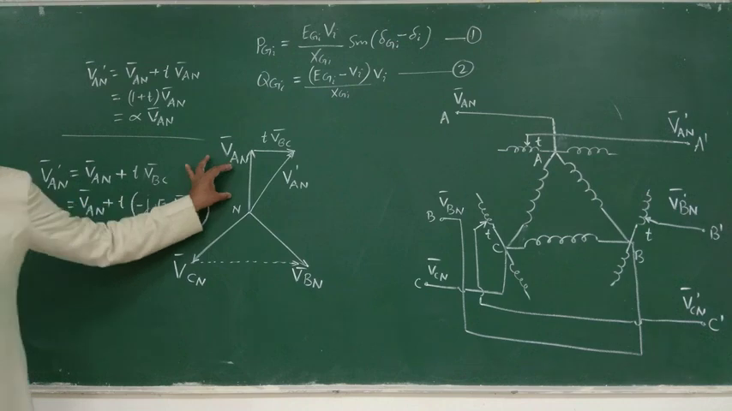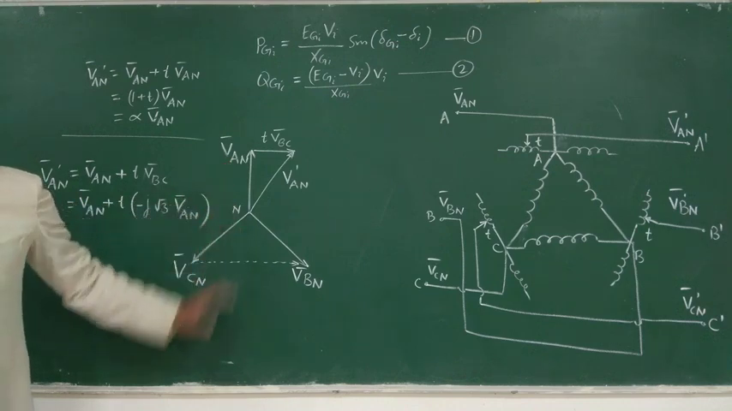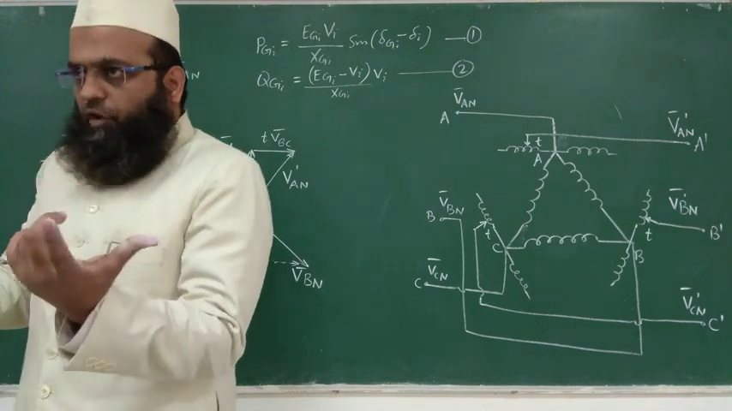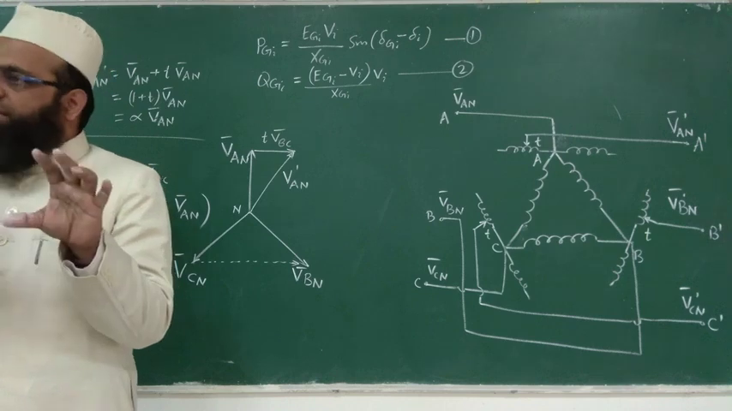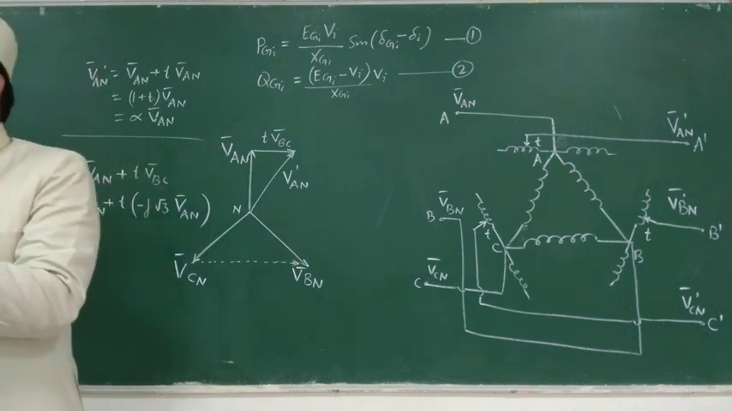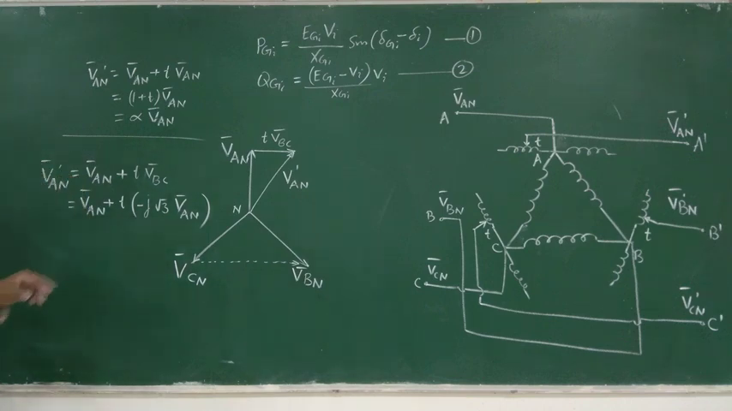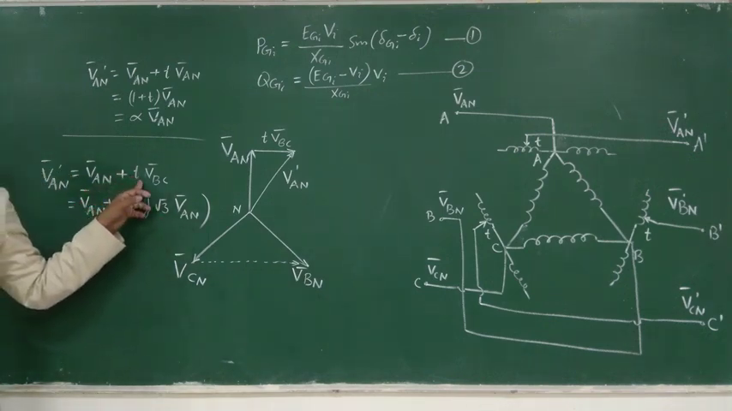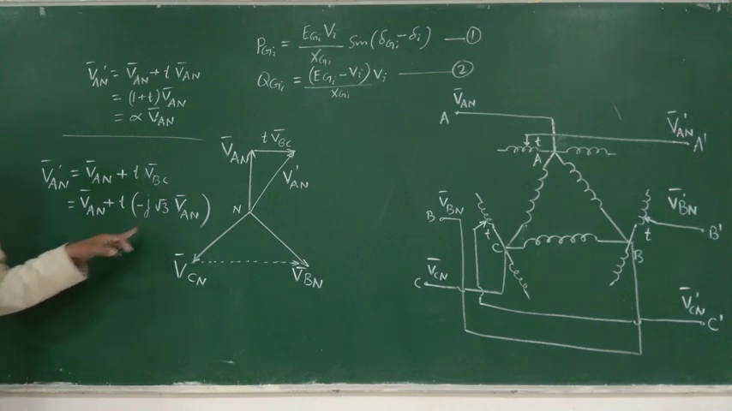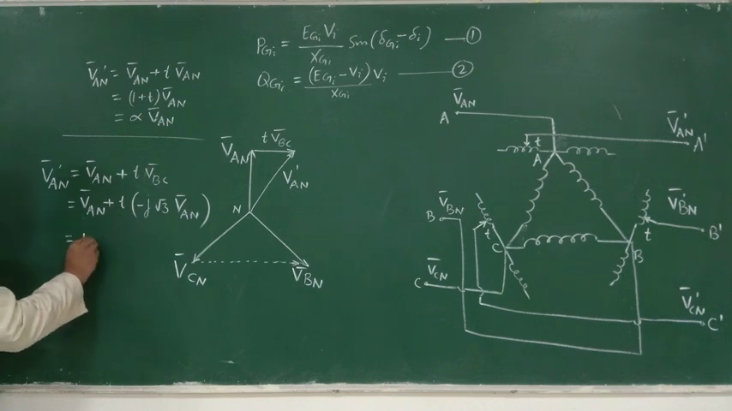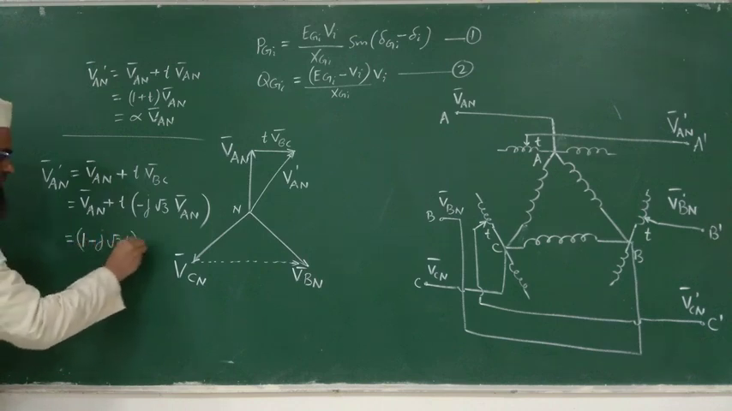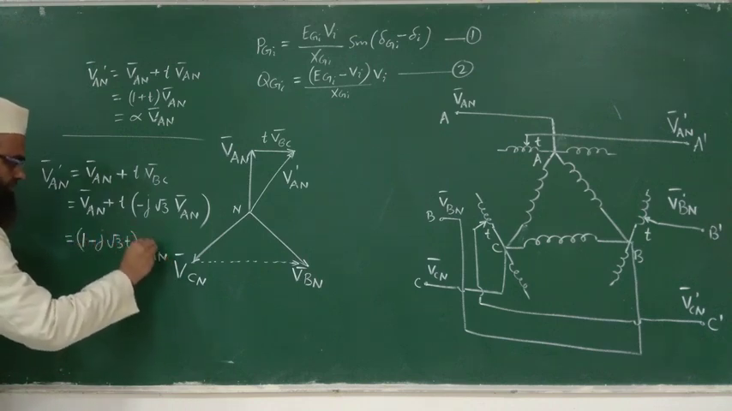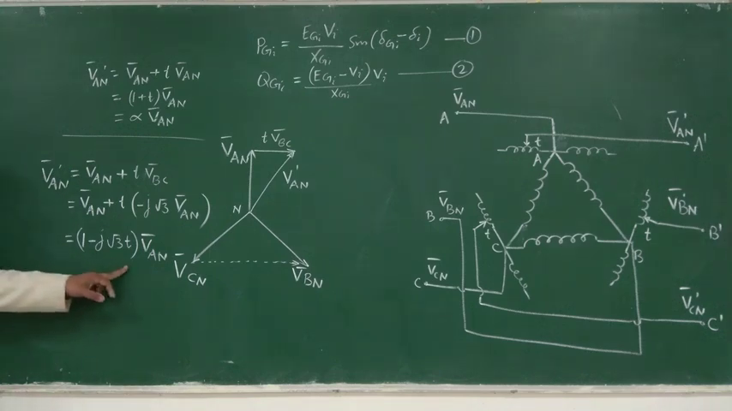With respect to this phasor, you know how to multiply two phasors in polar form. So one phasor as it is, with its original magnitude and phase angle, is multiplied with the next phasor, is it not? The next phasor has a magnitude root 3 times this, and this T is there, is it not? So finally you will get 1 minus j root 3 T times VAN. Are you getting this or not?